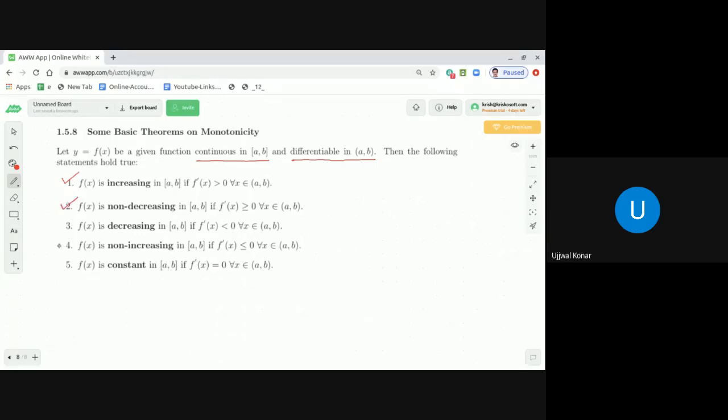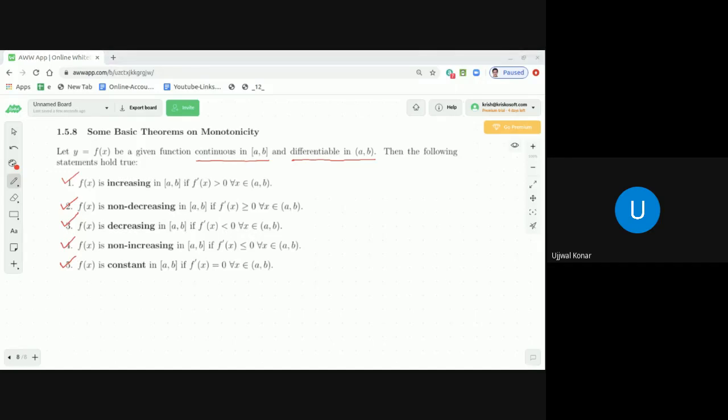Third one is that f(x) is decreasing in the closed interval [a, b] if f'(x) is less than 0 in the open interval (a, b). Fourth one is that f(x) is non-increasing in the closed interval [a, b] if f'(x) is less than or equal to 0 for all x belonging to the open interval (a, b). And finally, f(x) is constant in the closed interval [a, b] if f'(x) equals 0 for all x belonging to the open interval (a, b). So this is one of the fundamental theorems on monotonicity.